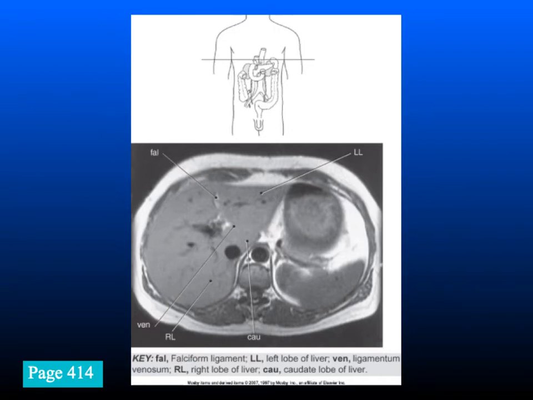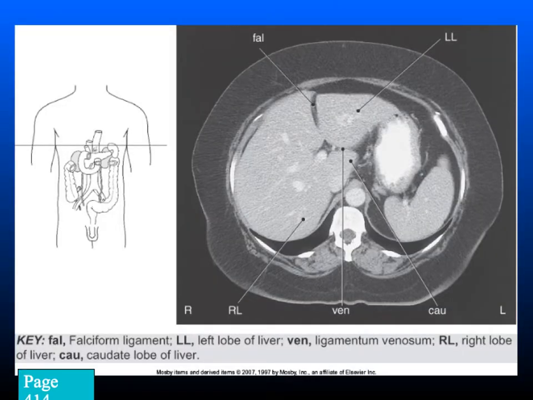The next one is the same image that you saw before, but it's good because it's showing the left lobe of the liver, and it also shows falciform ligament a little bit better. Next one is a CT of the same area, looking at the left lobe of the liver and also falciform ligament right there. Caudate lobe of the liver is also shown here.